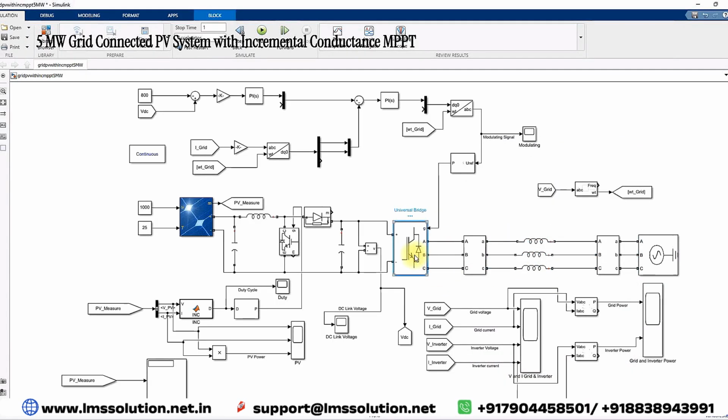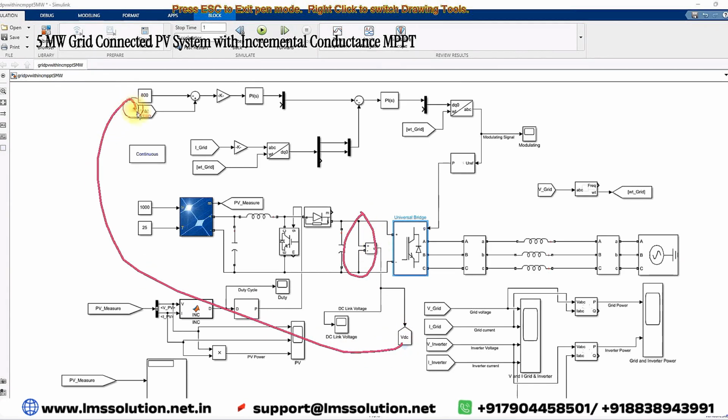And then here you need to control this inverter. The inverter is going to be controlled by means of two concepts only. That means we are going to combine both voltage control and current control. The voltage control is for maintaining the DC bus voltage at 800 volt. For that you need to measure the DC voltage and compare it with the reference voltage.